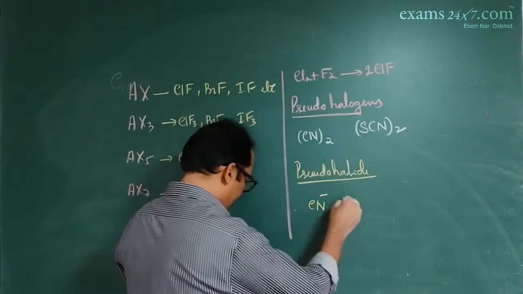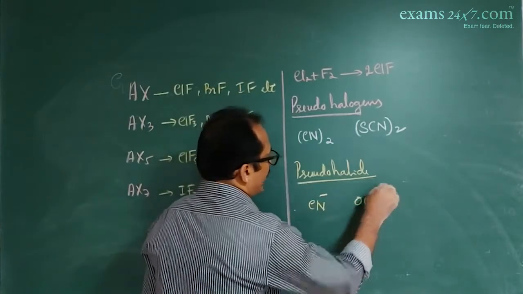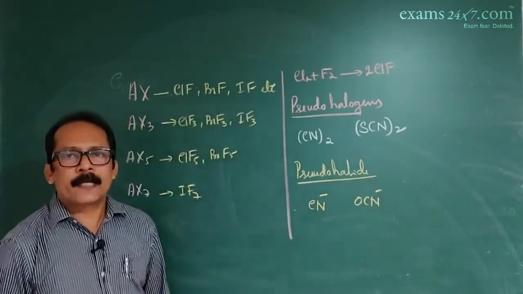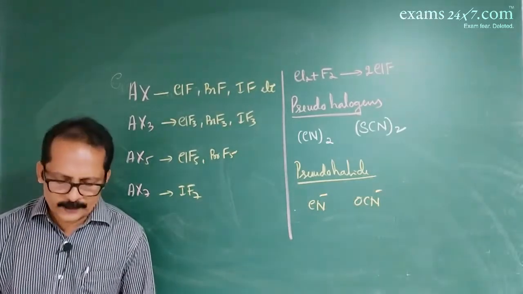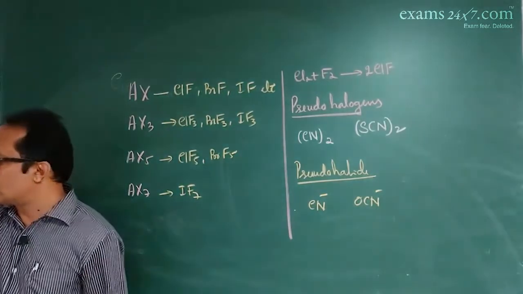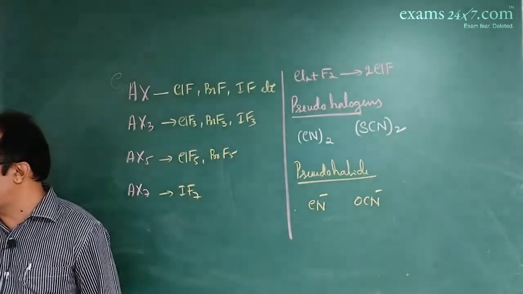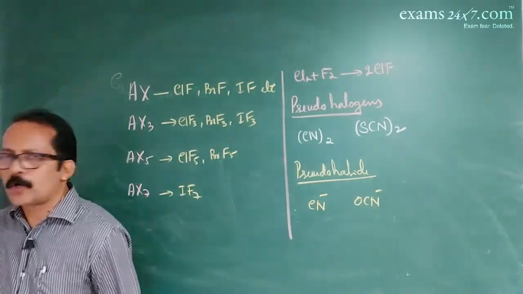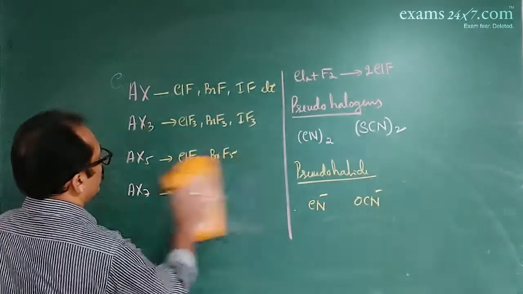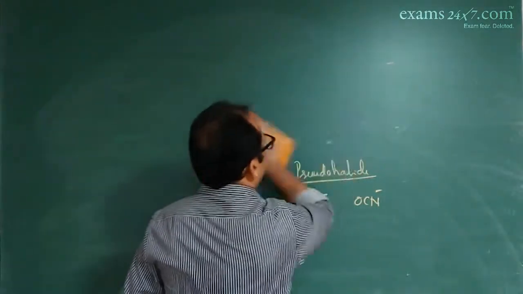CN minus, then OCN minus. These compounds exhibit similar properties just like halides. Therefore, they are called pseudohalides. Okay. Now, next about oxo acids of chlorine, oxo acids of halogen, or we can take it as oxo acids of chlorine.